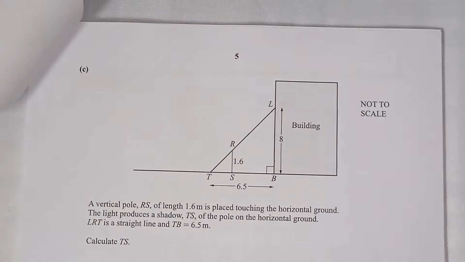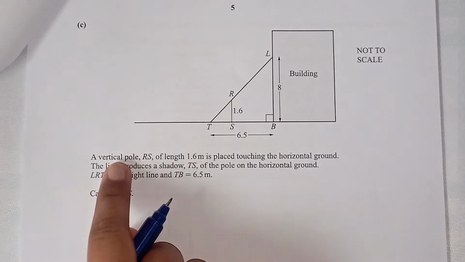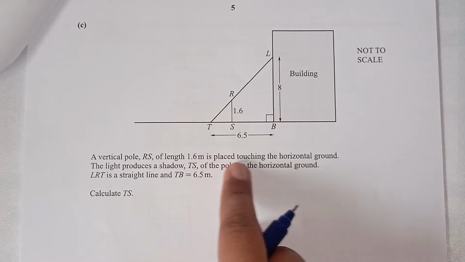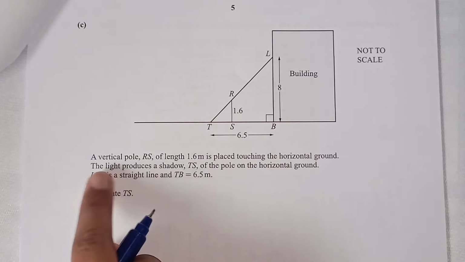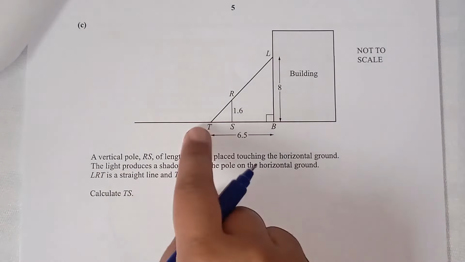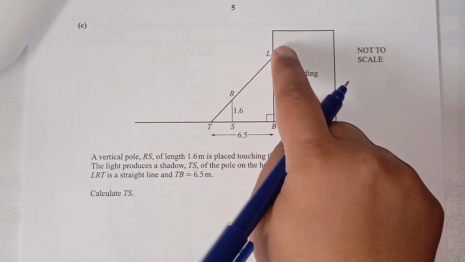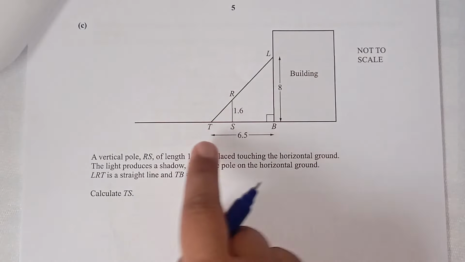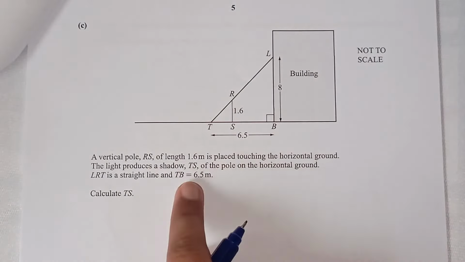In part C, a vertical pole RS. So RS is a vertical pole of length 1.6 meters placed touching the horizontal ground. The light produces a shadow TS of the pole on the horizontal ground. LRT is a straight line, and T to B is 6.5 meters. Calculate TS. We need to calculate this side TS.